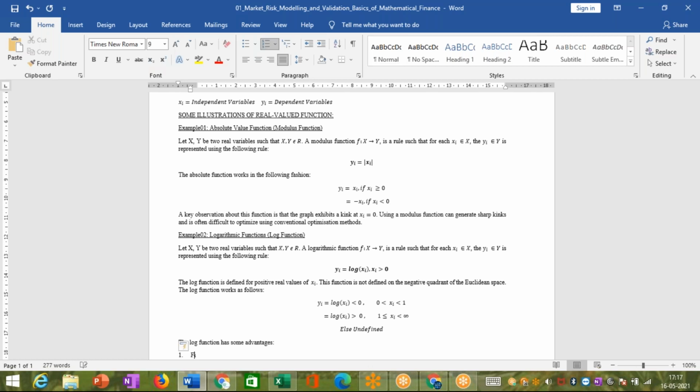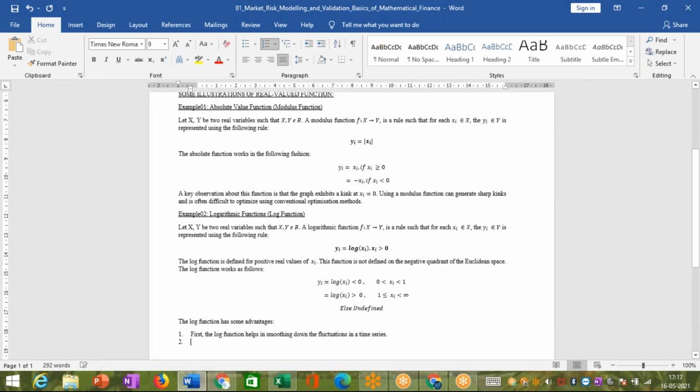Number one, the log function helps in smoothing down the fluctuations in a time series.